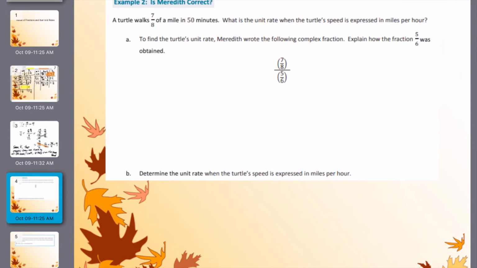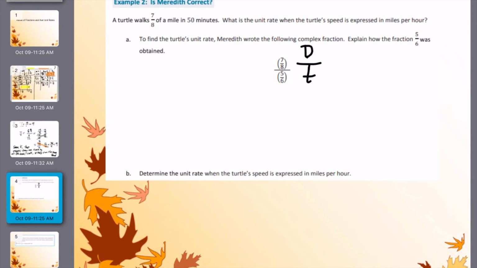Is Meredith correct? Number 2: a turtle walks 7/8 of a mile in 50 minutes. What is the unit rate when the turtle's speed is expressed in miles per hour? The first question is, to find the turtle's unit rate, Meredith wrote the following complex fraction. Explain how the fraction 5/6 was obtained. Well, in this case, I need to think about the bottom being my time and the top being my distance. So the bottom is going to be time.